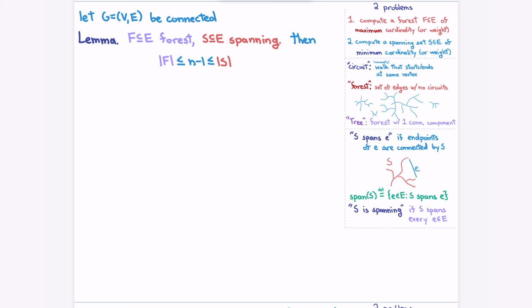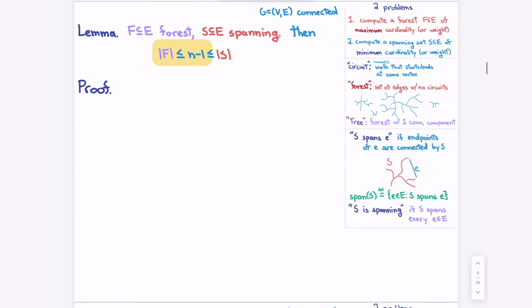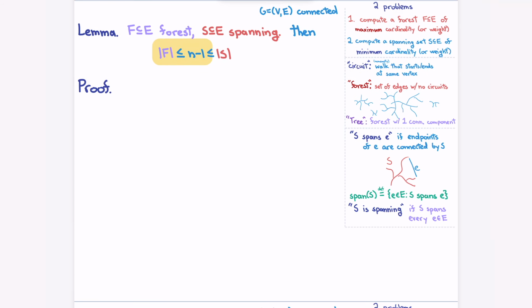Okay, so we're going to start with two things. We're going to consider the problem jointly. The first claim is that any forest has at most n minus 1 edges, sorry. And the second claim is that any spanning set has at least n minus 1 edges. We'll do the first one first. So how can I argue that in a connected graph, or really any graph, there are at most n minus 1 edges in any forest?